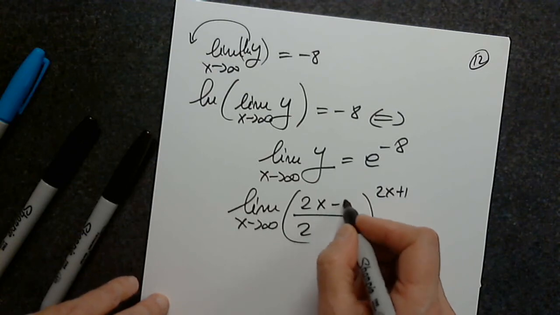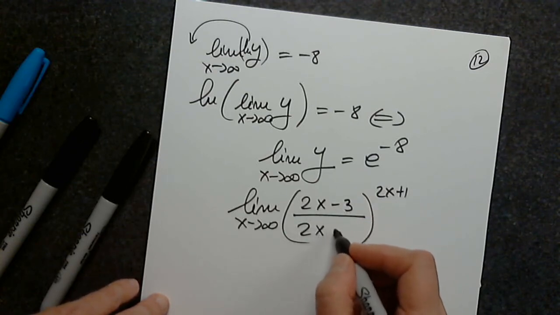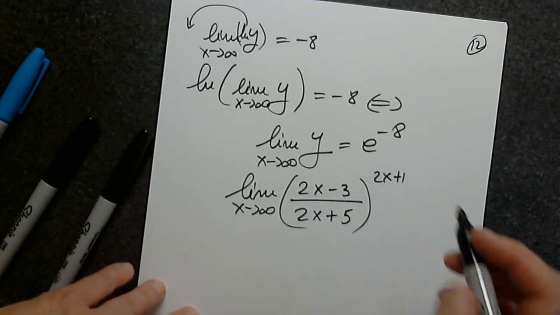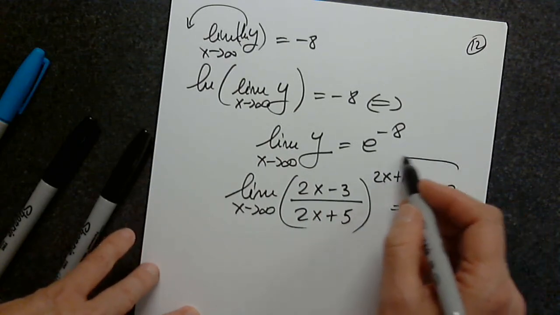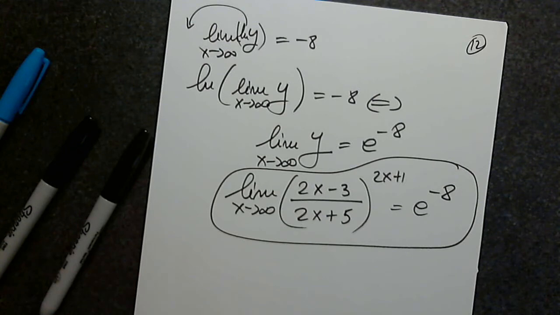Was it 2x minus 3 over 2x plus 5? Okay, thank you very much. It is e to negative 8. Do not tell me that you expected this, because I will never believe it. Very good question, very good pick. Next question.